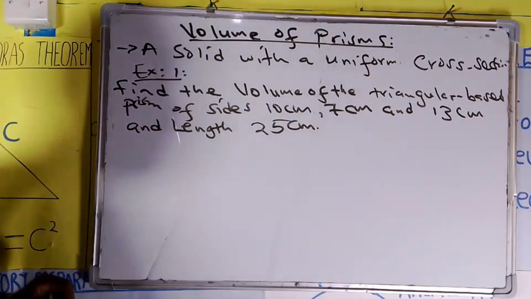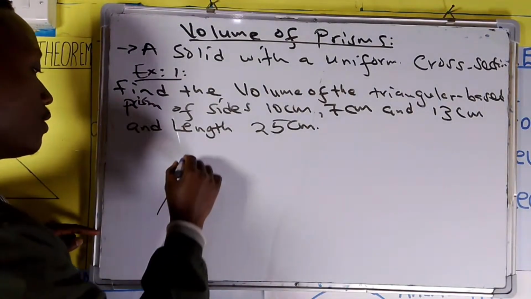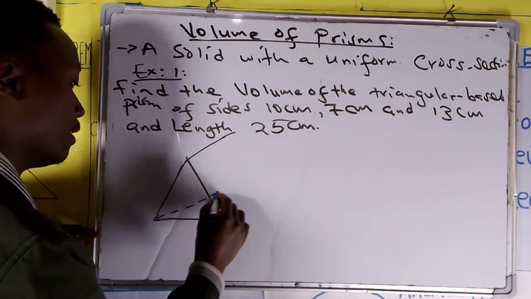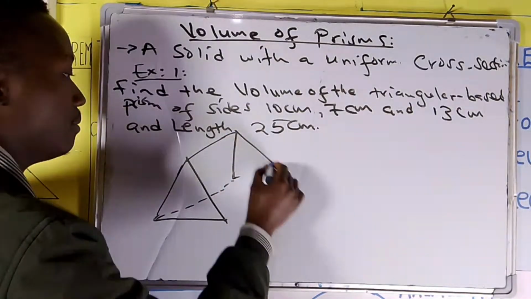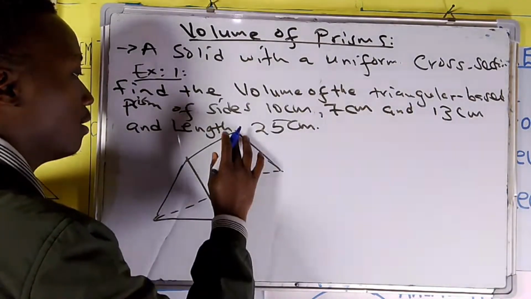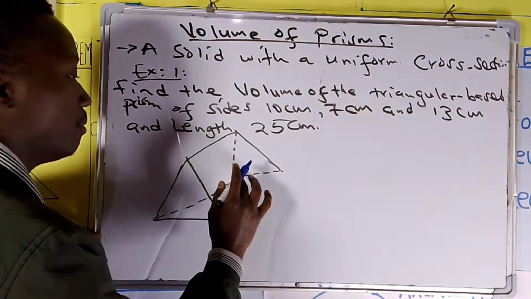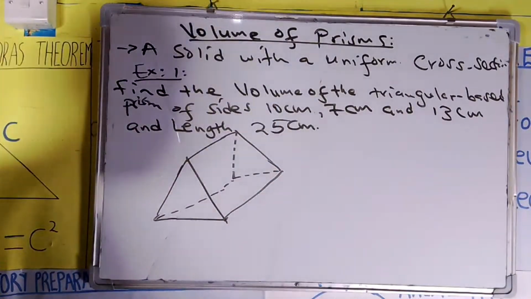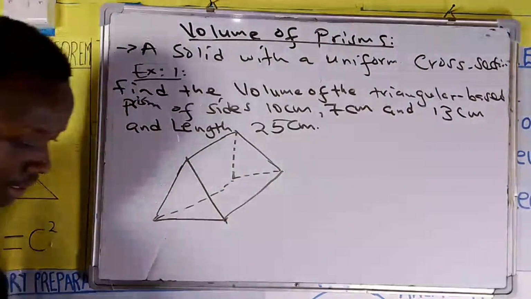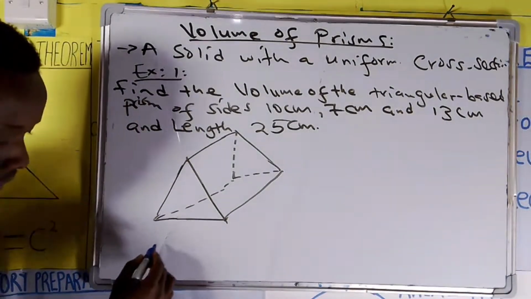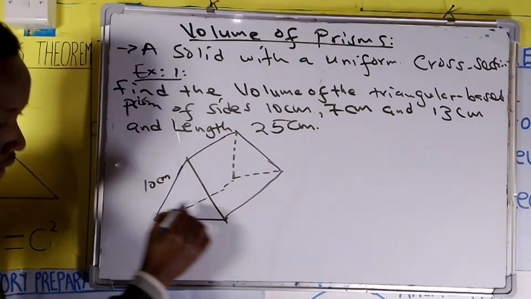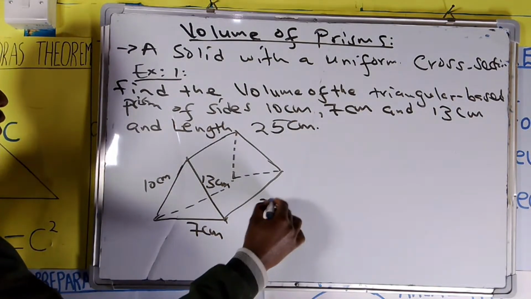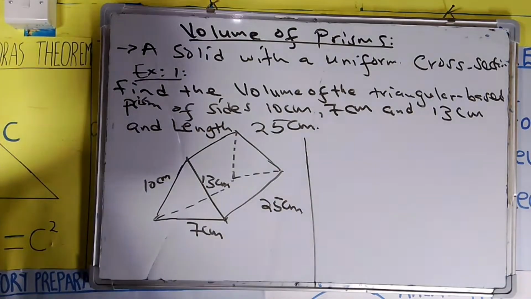I think the first idea should be drawing the prism. So this is our prism, and if we draw it like that, it is going to be our triangular based prism. I think we can draw this one with broken lines because it is 3-dimensional and you cannot see the other side. So we have been told it is a triangular based prism with sides 10 centimeters, 13 centimeters, and 7 centimeters, and a length of 25 centimeters.